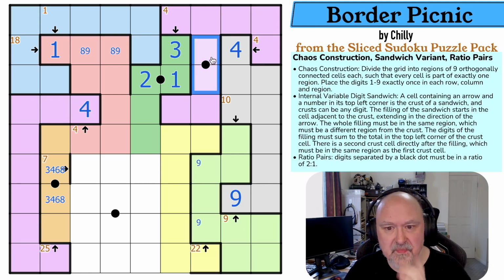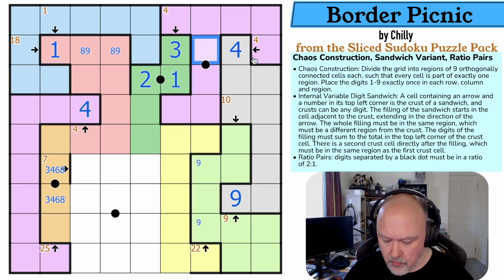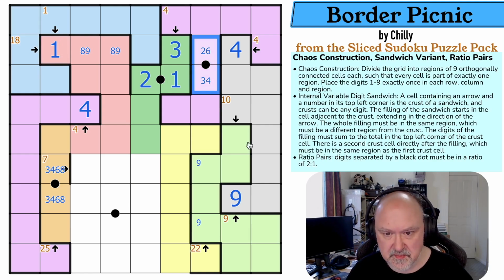Maybe this dot. It can't be 1, 2 because I can't put 1 in any of them. If it's 2, 4, it's 2, 4. If it's 3, 6, it's 3, 6. And if it's 4, it can't be 4, 8. These are the only possibilities on this dot. I don't know that that's helped me. One, two, three. Green must grow.